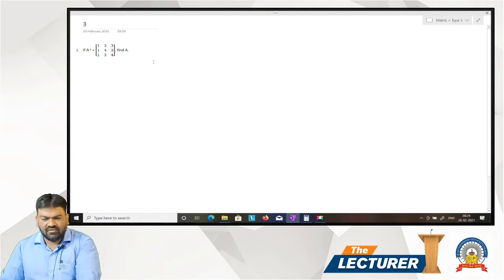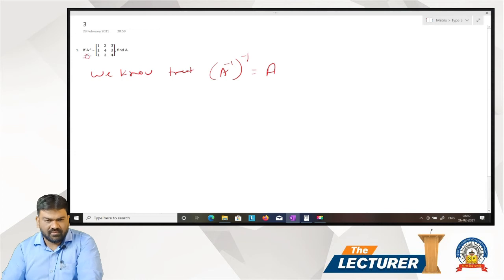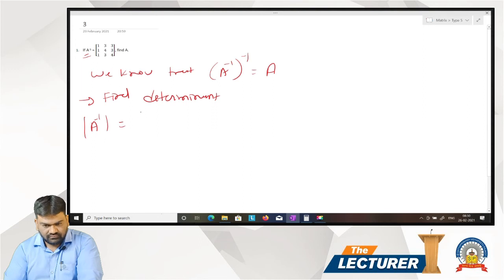If A raised to minus 1 is equal to [1 3 3; 1 4 3; 1 3 4], we have to find out A. We know that A raised to minus 1 raised to minus 1 is equal to A. So for the given A raised to minus 1, we will find its inverse, and then we will get A. Now first find determinant of A raised to minus 1.